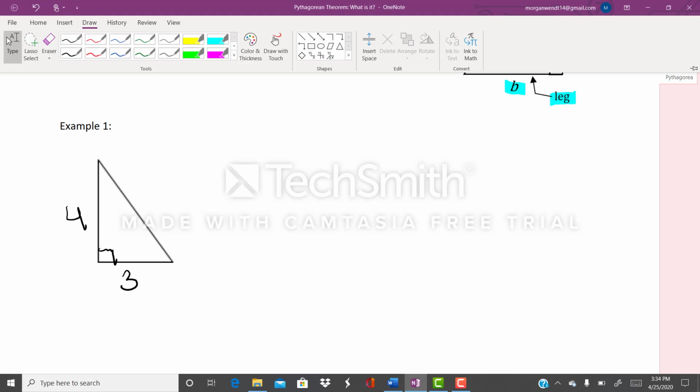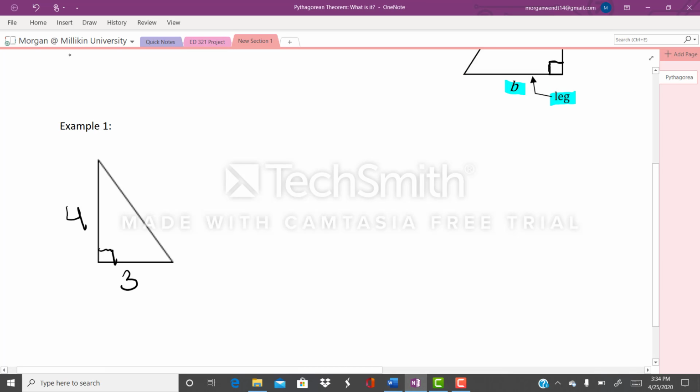Before we start figuring out what we should do in this problem, I encourage you when doing these problems to write the theorem to start. Write the equation a squared plus b squared is equal to c squared. Now I need to identify and label my sides so I know what I need to solve my equation for. If I look at this figure, I see one side has length 3, and the other side has length 4. And I realize the side I don't know the length of is my hypotenuse, which I label C.